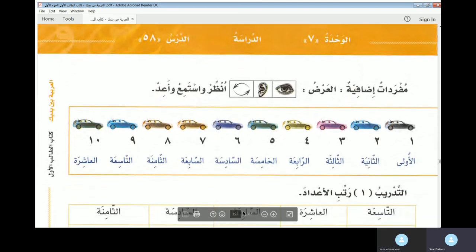Next, inshallah, we'll start it next time. Page number 193. So what will we do? We're doing.